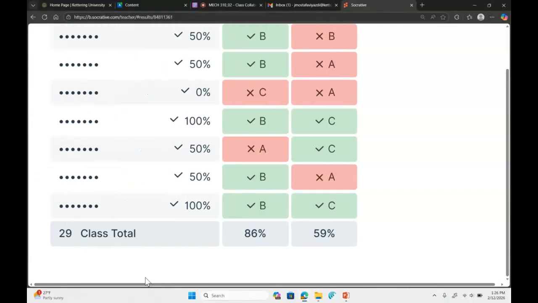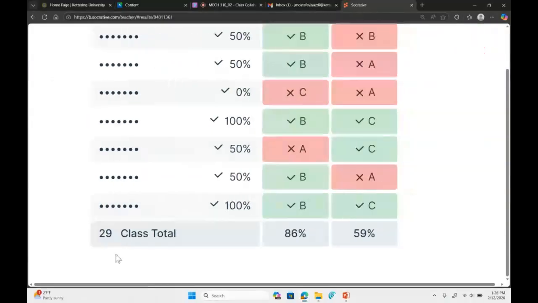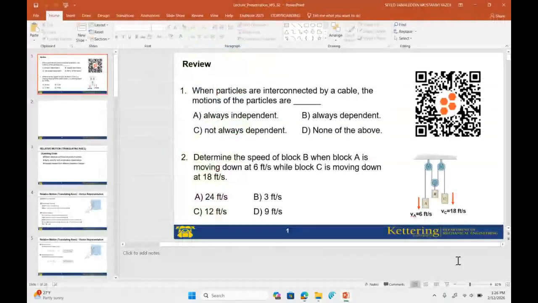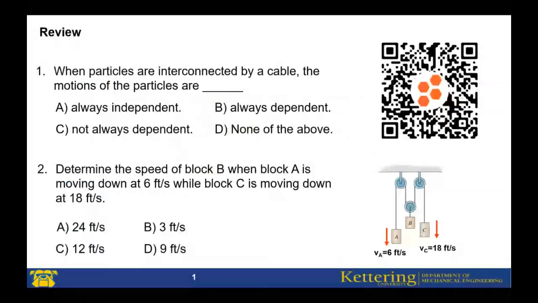Let's answer the questions. We started to talk about dependent motion of particles in the previous lecture. Dependent motion of the particles means that the particles are connected to each other, for example, by a cable link, and the motion of one particle depends on the motion of another one.